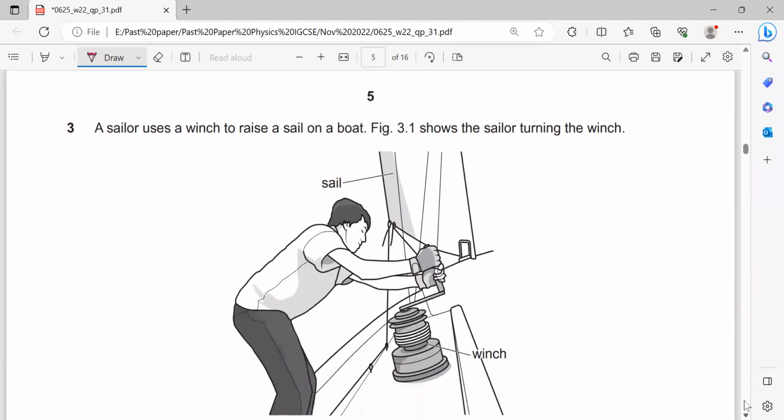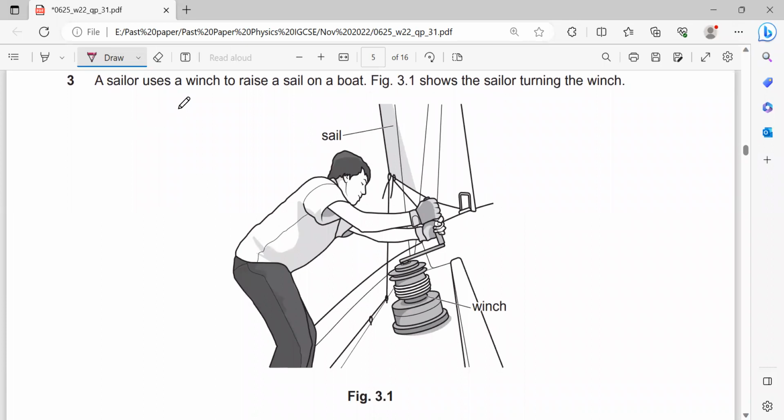Next, a sailor uses a winch to raise a sail on a boat. Figure 3.1 shows the sailor turning the winch. Okay, look, this is the winch. Okay, this is the sail.